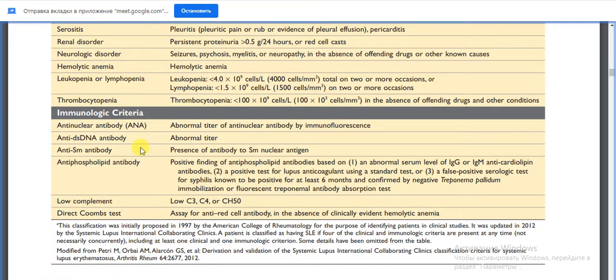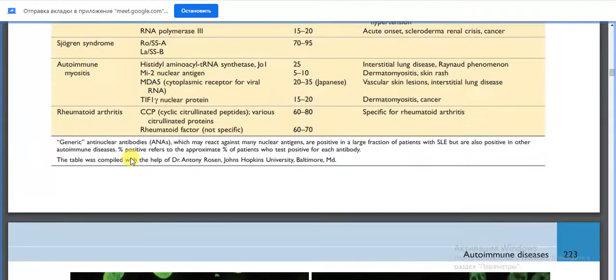Antiphospholipid antibody is actually a distinct disease, antiphospholipid syndrome. And there is low complement. I remind you that especially the C3 level is decreased due to consumption of C3 during complement activation. We also have the direct Coombs test, by which we detect anti-red cell antibody in the absence of clinically evident hemolytic anemia. So we have different syndromes.